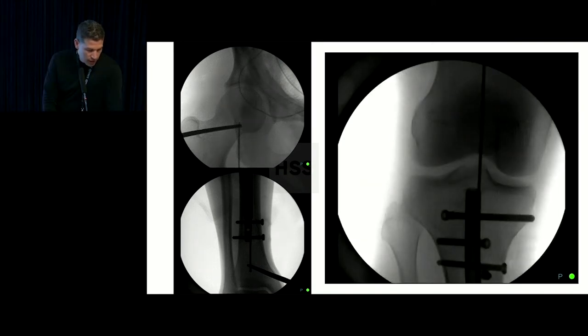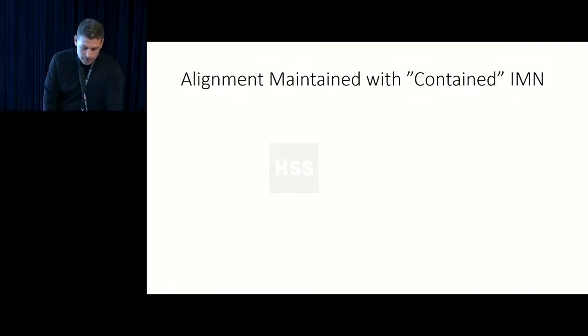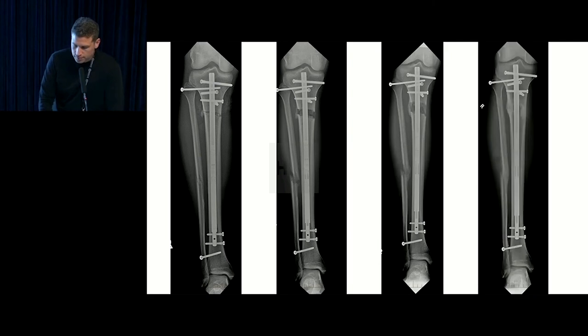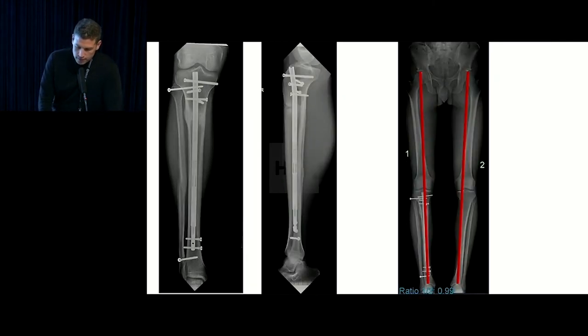And then I'm measuring the alignment after the nail goes in. The alignment is obtained and maintained with the IM nail. I didn't put a blocking screw distally because I thought I had enough isthmic fit here that I didn't think this thing would really move. So that's him at the end.